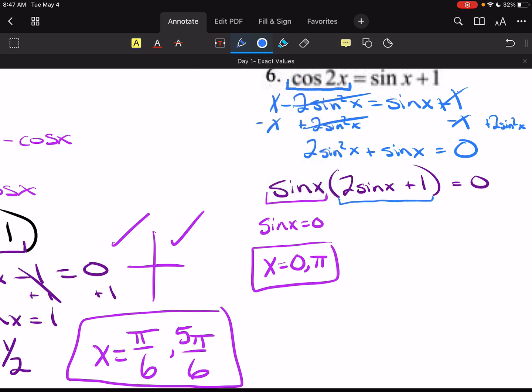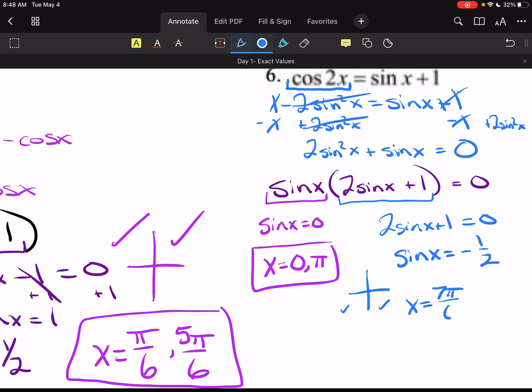Second factor, subtract the 1 and divide by 2 would give me sine of x equals negative 1/2. Sine is negative in quadrant 3 and 4, and we just saw that sine of 1/2 deals with my pi over 6's. So I need the pi over 6's from quadrant 3 and quadrant 4. And that would be 7 pi over 6 and 11 pi over 6.